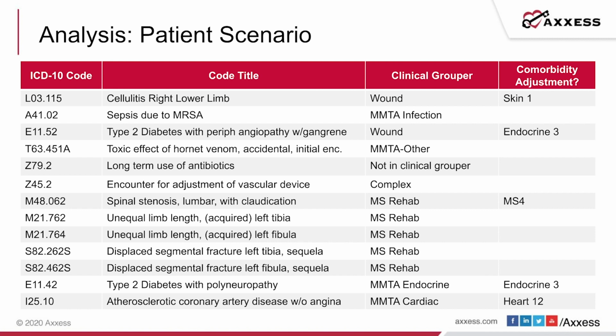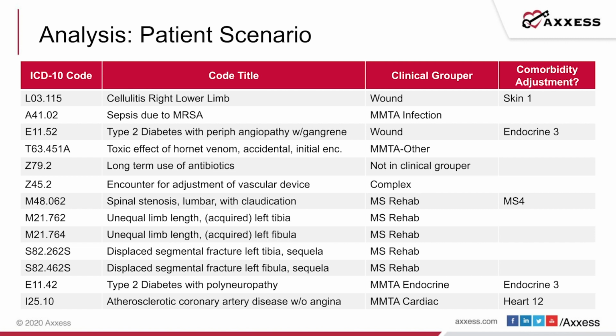But what we do have is the diabetes with angiopathy. We have the lumbar spinal stenosis with claudication. We have the unequal limb length acquired, left tibia and fibula. And then we have the displaced fracture sequela, because that fracture has healed with some problems, which were those unequal limb lengths, okay? So all of those are sequenced according to guidelines, and those all fall in the musculoskeletal rehab grouper, and the spinal stenosis adds a comorbidity adjustment category of musculoskeletal 4.